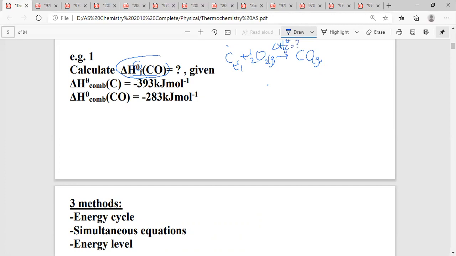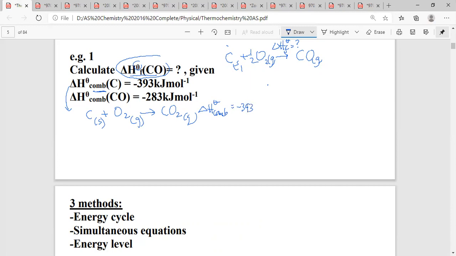Before I put these in the cycle, I want to convert them to equations first. Combustion means carbon plus oxygen gives you carbon dioxide. Why? Because combustion means excess oxygen, fully combusted, it cannot be halfway. So it's solid here, and gas here, and this gas here. Is it balanced? Yes. Now delta H of combustion of carbon, standard, equals minus 393.